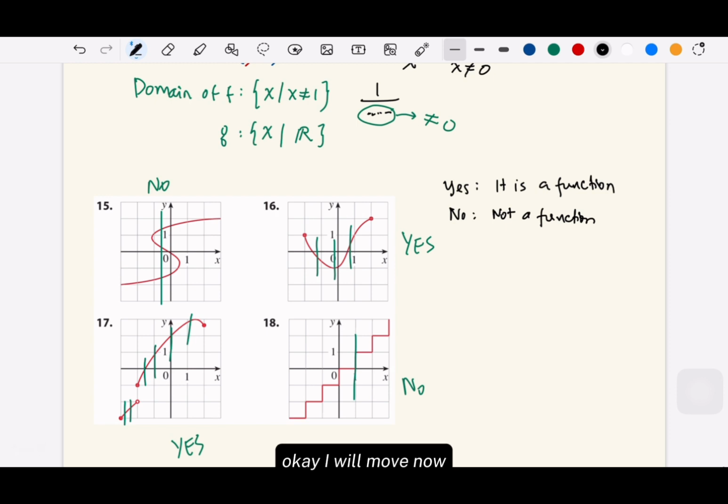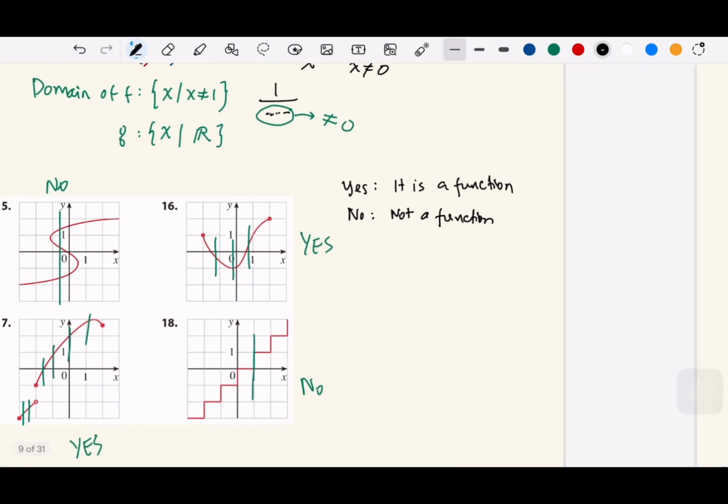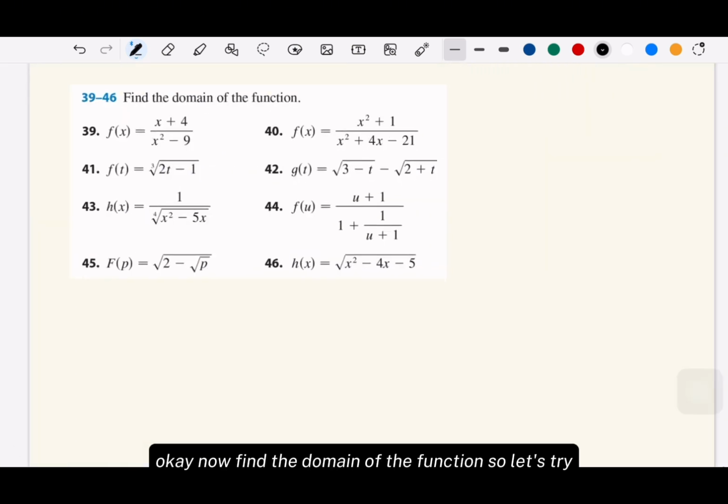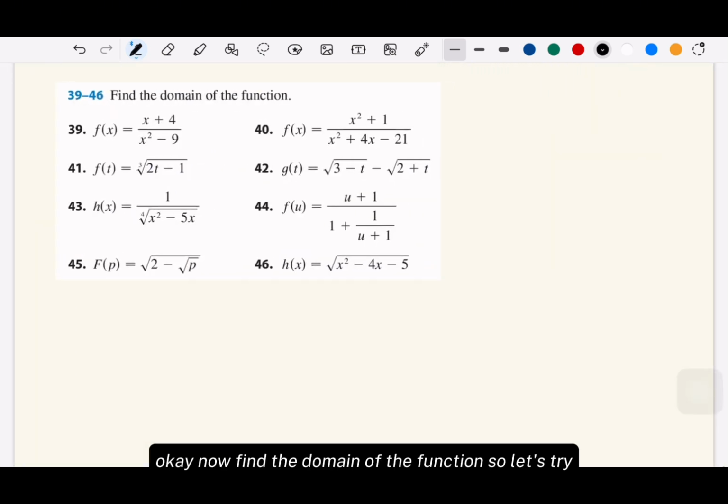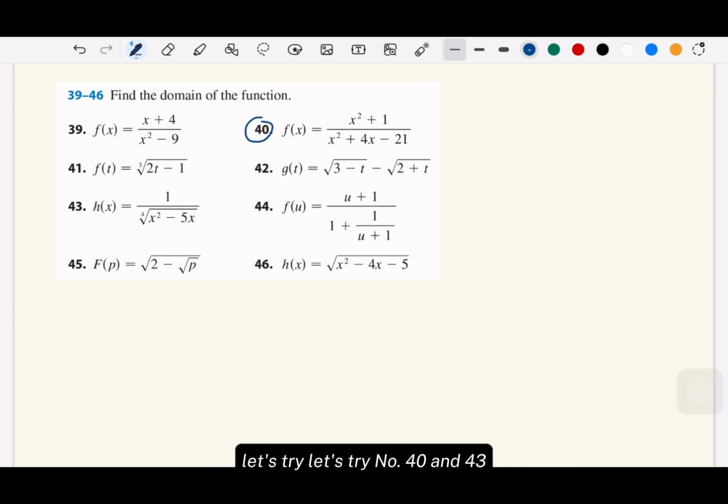Okay, I will move on now. Now find the domain of the function. So let's try number 40 and 43. And I hope you can try the others as well after the class, if you want.